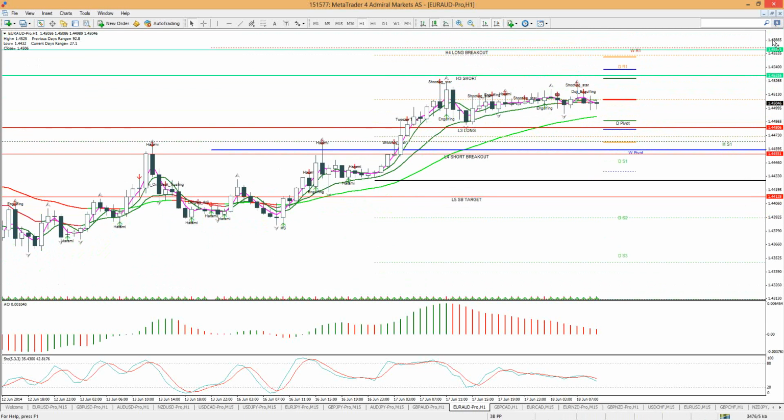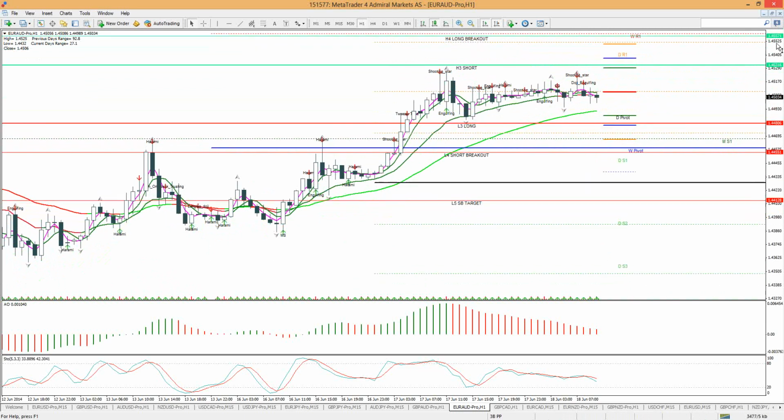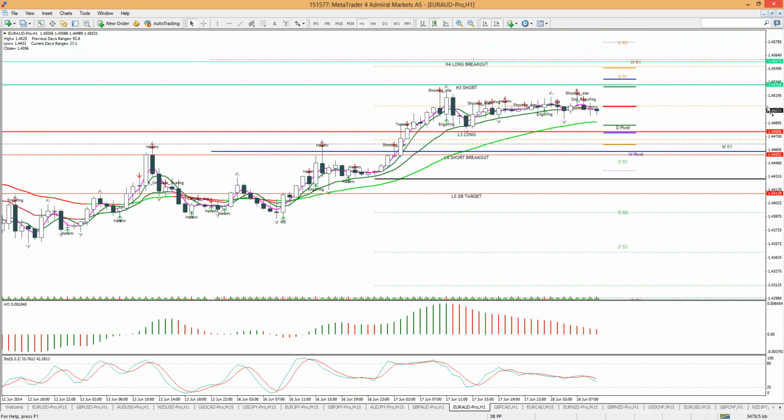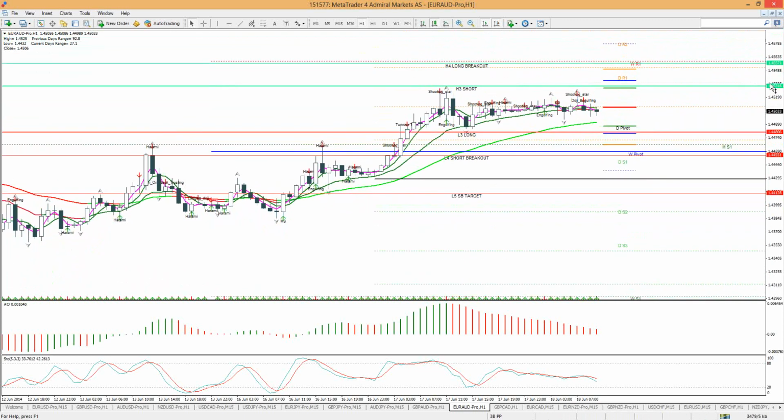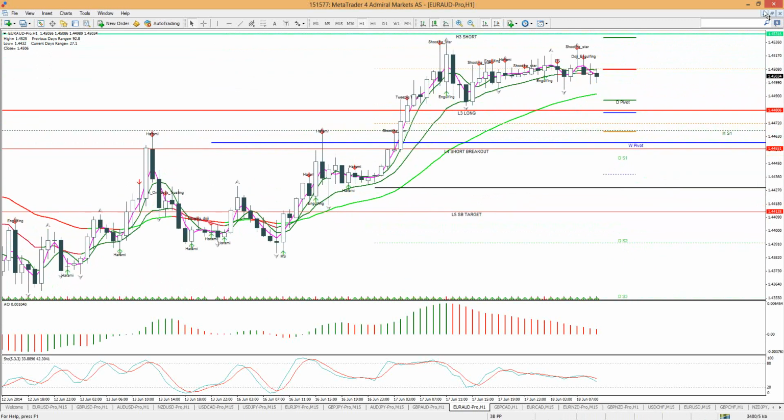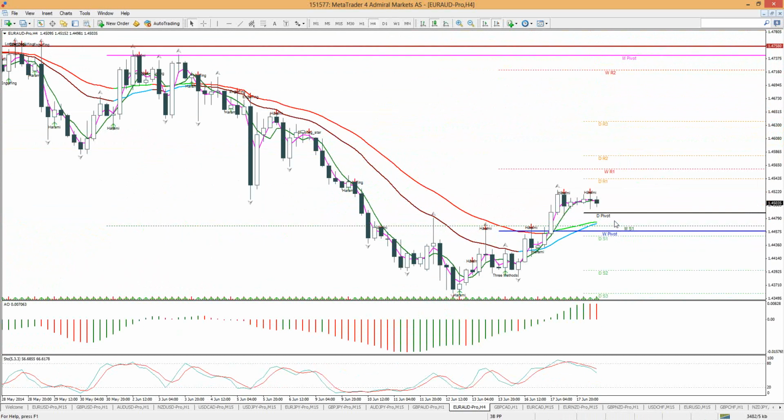Let's see. Yeah, we got the pivots below us, the daily and weekly. The monthly is all the way up here. Wow. Big gap there.